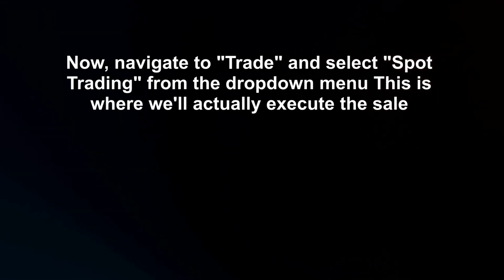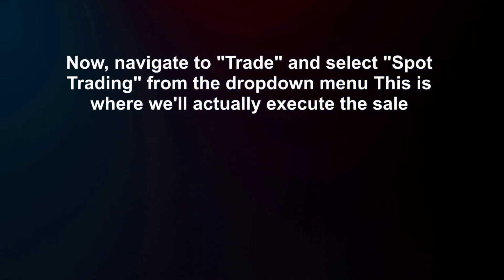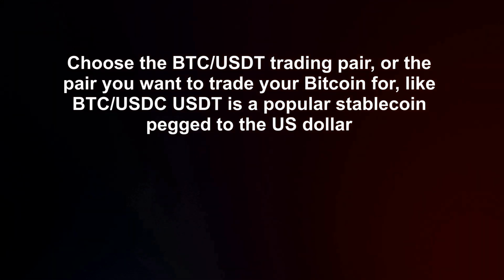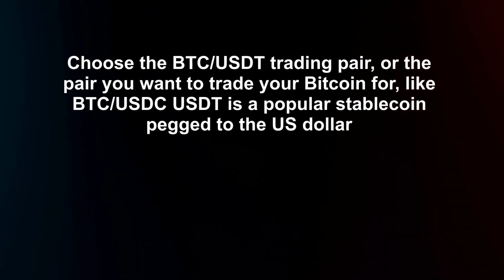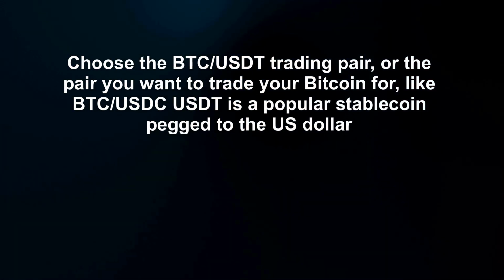Now, navigate to Trade and select Spot Trading from the drop-down menu. This is where we'll actually execute the sale. Choose the BTC USDT trading pair, or the pair you want to trade your Bitcoin for, like BTC USDC. USDT is a popular stablecoin pegged to the US dollar.